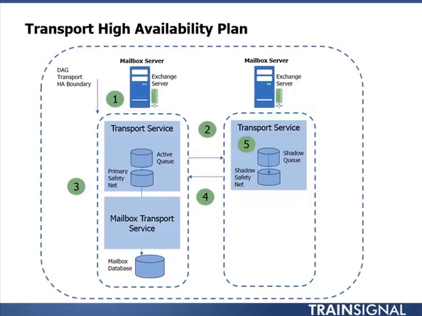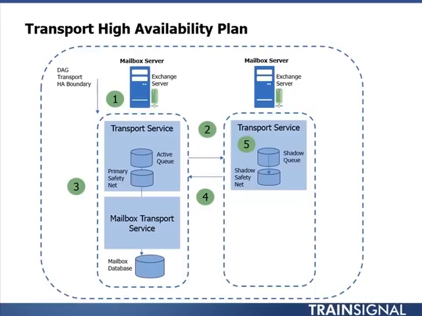So it pushes it from transport service to mailbox transport service, and then it gets into the mailbox database. Once the message is delivered, a copy of that message is kept in the primary safety net, which is a queue on the transport service, and that is kept for 2 days. Now, at the same time, there's a discard status message that's waiting for the secondary mailbox server, so that when you see in step 4, when it checks in, it receives that discard status of that message.